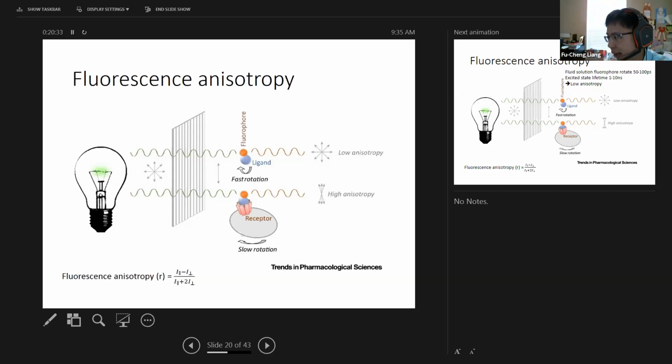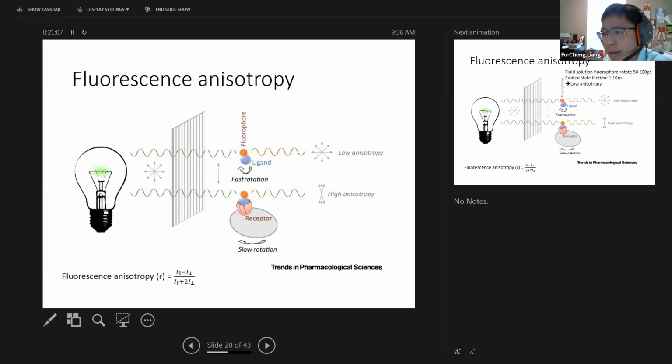On the other hand, if you have a bigger molecule, let's say a virus or some protein molecule, and this big molecule binds to the ligand, then the whole molecule has its rotation and vibration slowed down, because the molecule is very, very big, a giant, and the rotation is slowed down. When you shine polarized light on this molecule, interestingly, it can still preserve the polarization. Therefore, we call this high anisotropy. All right, so that's what I'm talking about.